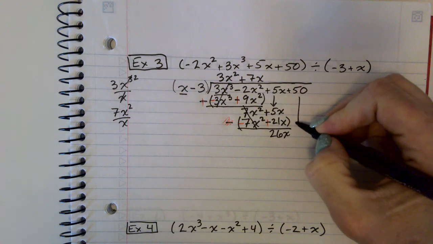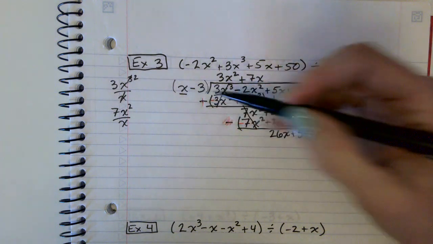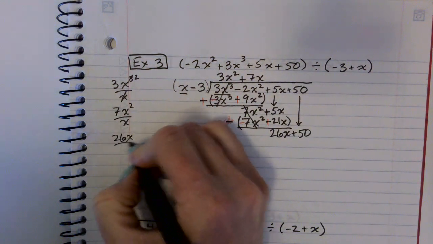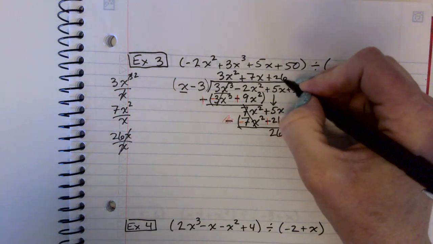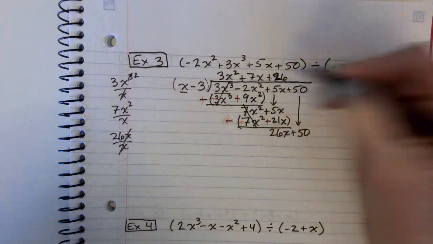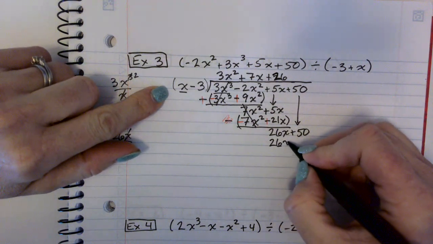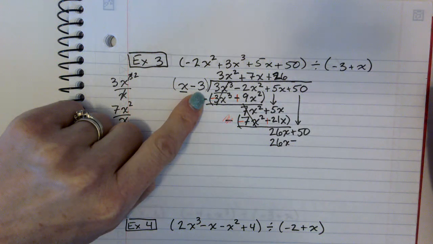Carry the next term down. Plus 50. How many times does x divide into 26x? Write it out on the side if you want to. 26. So plus 26. 26 times x minus 3 is 26x. Minus 3 times 26 is 78.